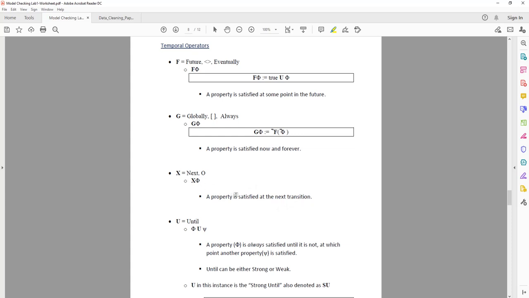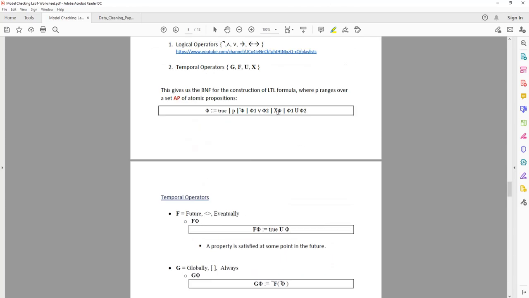So if we're at state 0, and we want to know if, let's say, going back to atomic proposition white, is it true at state 1? Then we say X white and see if we're at state 0, is white satisfied at state 1? If it is, it is. If it's not, it's not. Now X is part of our BNF, so we don't need to derive it in any other fashion.